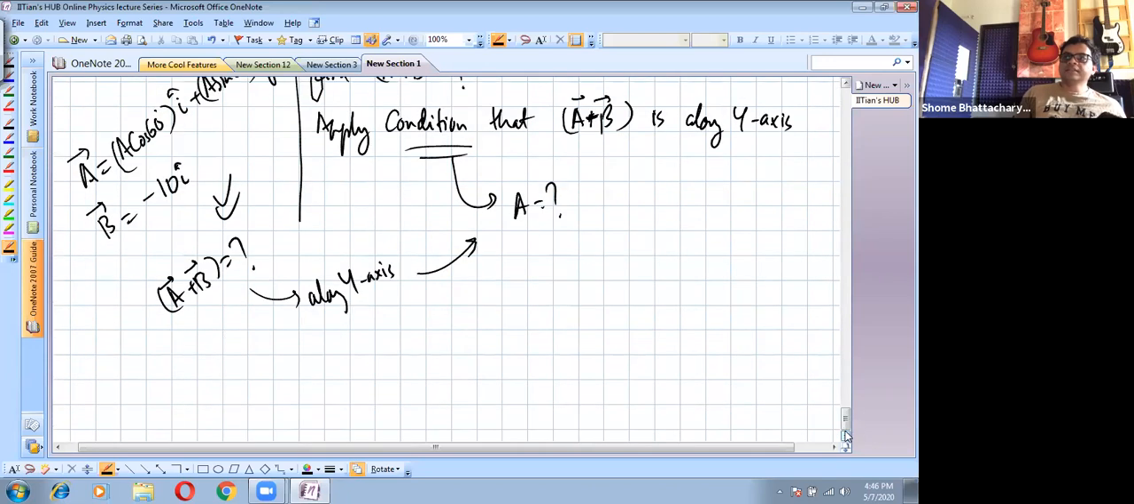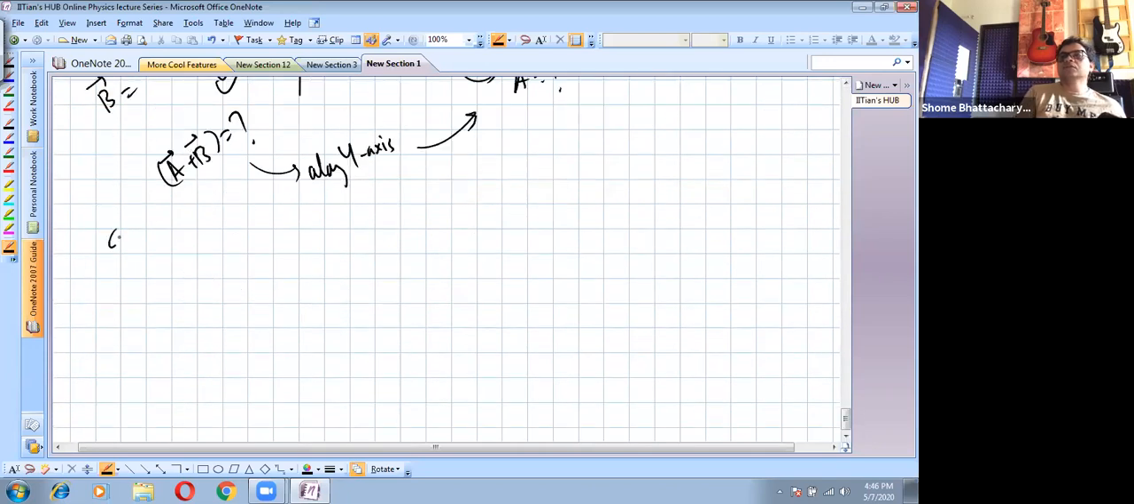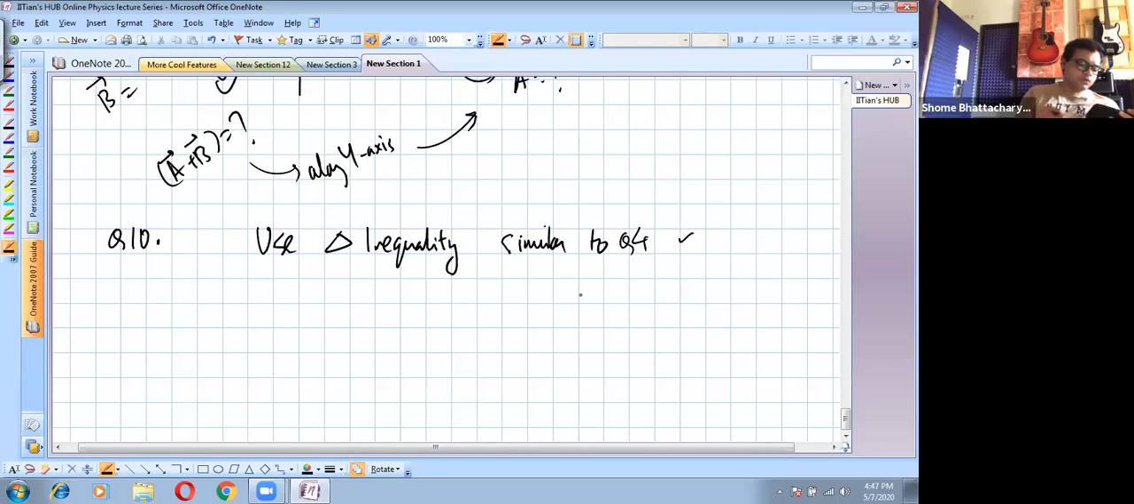Okay. Then this is a simple question. Use triangle inequality, similar to how you have done in one of the questions earlier. I'll tell you which one. Similar to how we applied triangle inequality in question 4. So just refer to that question 4 and see how you use triangle inequality, you'll get the answer.